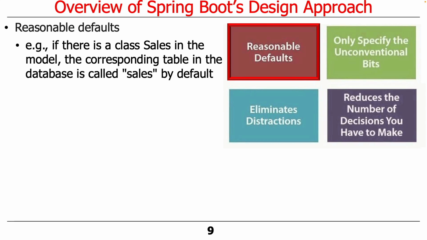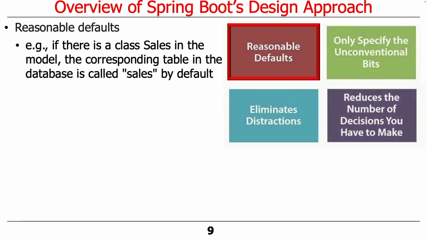These are the things that they give you: reasonable defaults, only specify the unconventional bits, eliminate distractions, and reduce the number of decisions you have to make. Let's start with reasonable defaults. The idea in Spring, or things that use this pattern, is if there's a class in the model part, the part that defines the data access layer or layers, called sales, then there should be a corresponding table in the database that's called sales by default. So that's a reasonable default. You have a class called sales, there should be a table called sales.